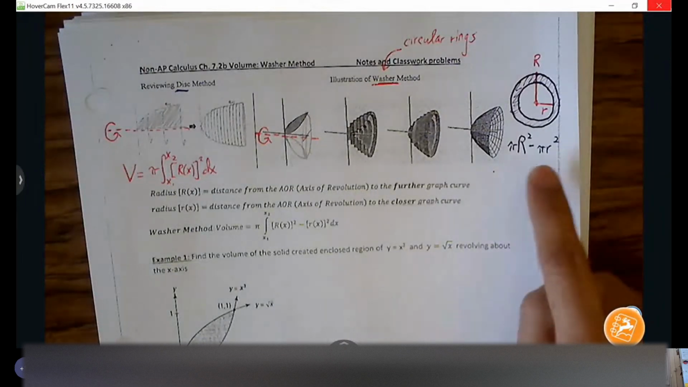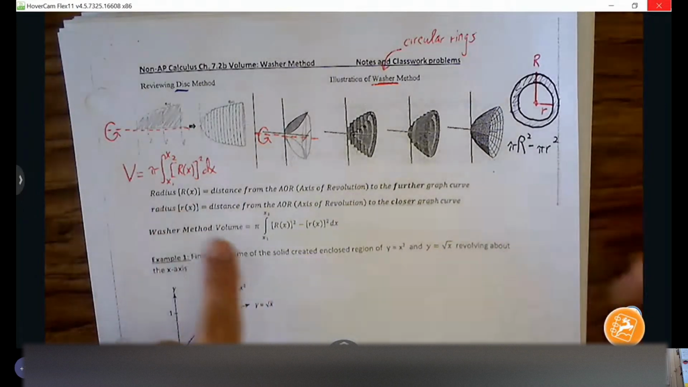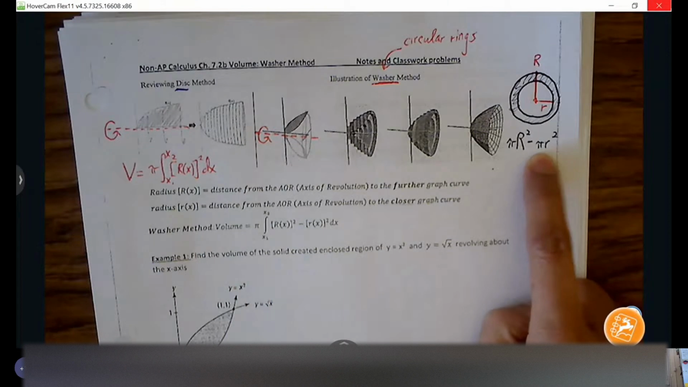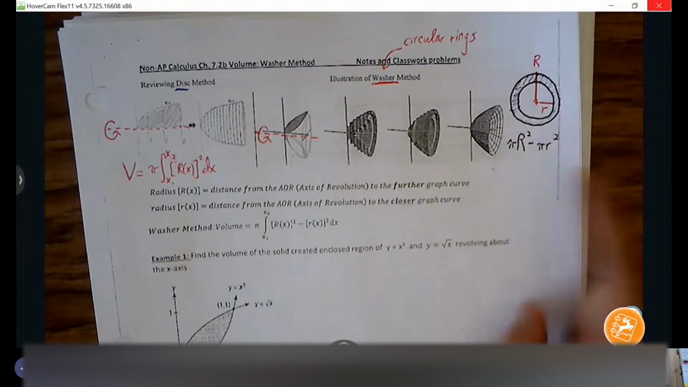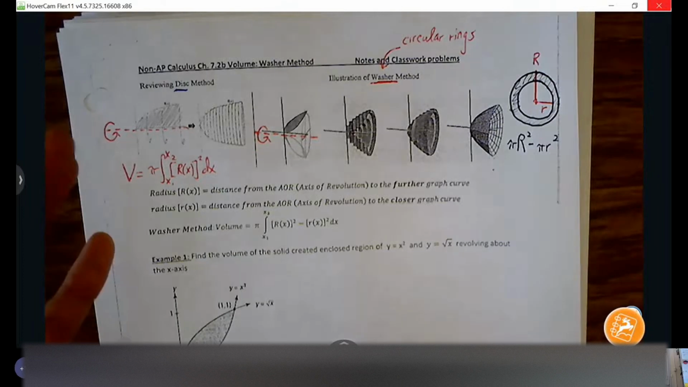Okay. And that is basically what we're going to be doing to get to this washer method formula. We're taking this two-dimensional calculation and extending it to the third dimension, adding a dx and then doing an integral in front of it. Typically, we factor the pi out since that's a common term, and then we put R squared minus r squared.